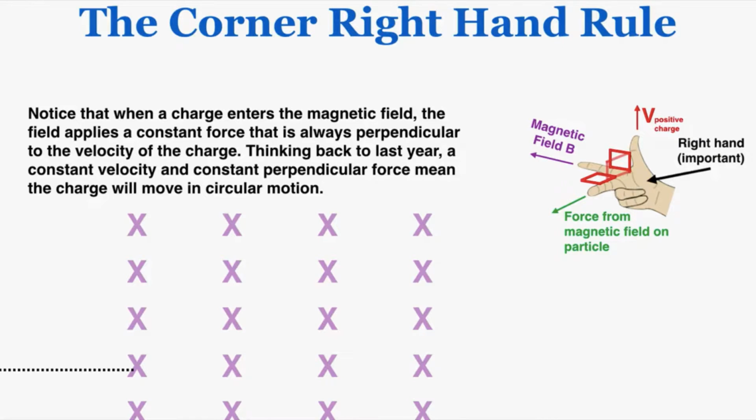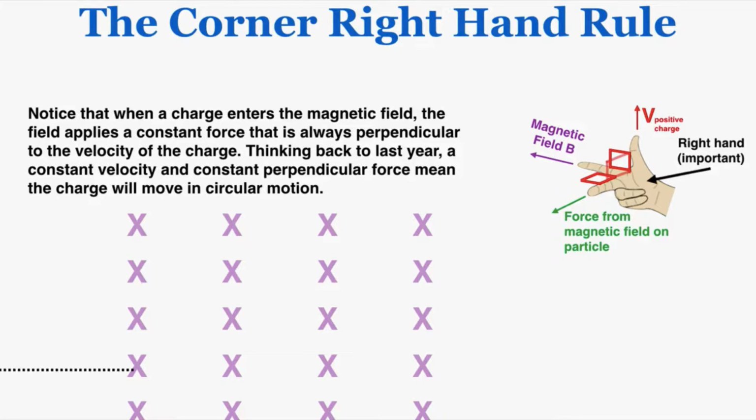Notice that when a charge enters the magnetic field, the field applies a constant force that is always perpendicular to the velocity of the charge. Thinking back to last year, a constant velocity and constant perpendicular force mean the charge will move in circular motion. If you don't remember that, I've left the circular motion video in the description here.